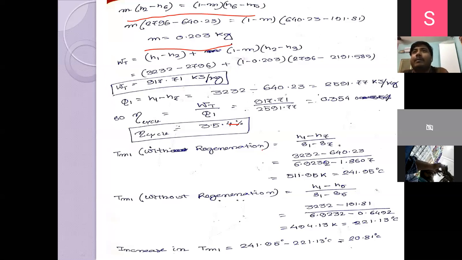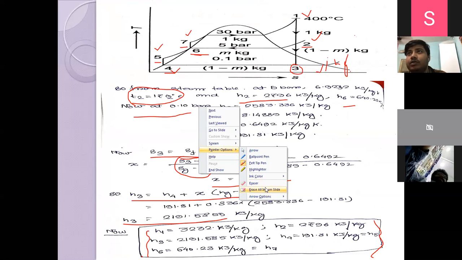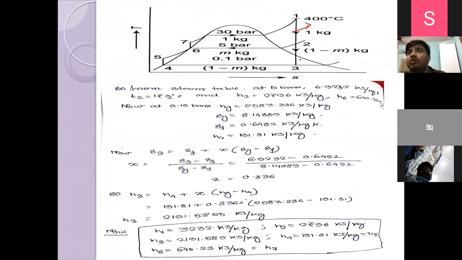What is the value of m? So m will come 0.230 kg. Now after getting the m, we have to find out Wt. So Wt will be divided into two portions. This one will be W1 and this will be W2.